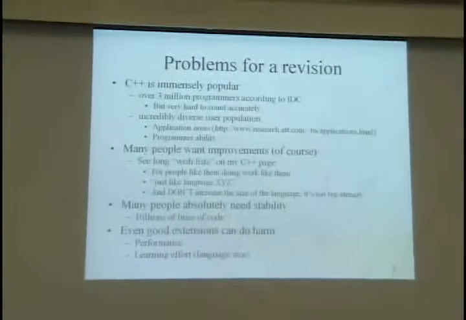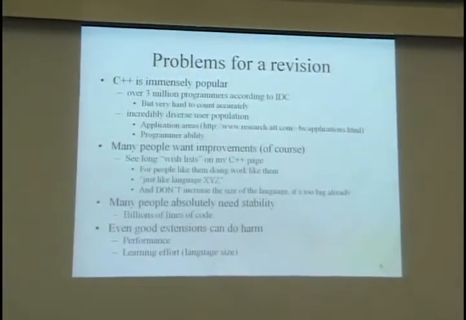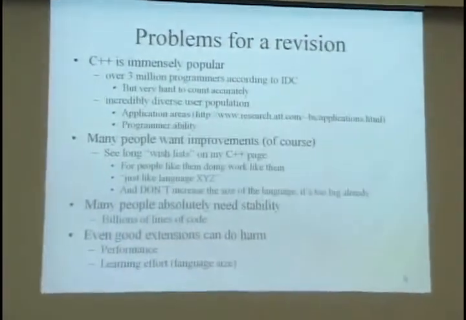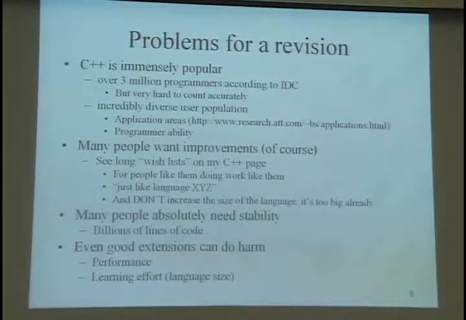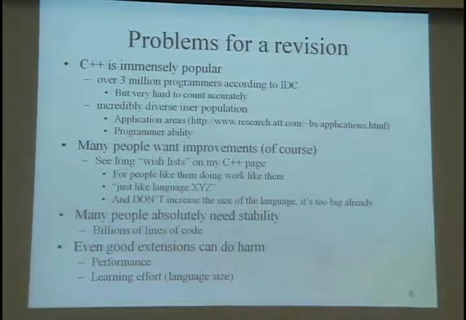There's at least 3 million programmers writing C++. That's a lot of people, and we can start arguing. I'm pretty sure we don't know the real number to the nearest million. It's like if you can count that you aren't rich enough. But it's an incredibly diverse population too, in application areas and programmer abilities. How do you do something that helps groups of people you don't even know?